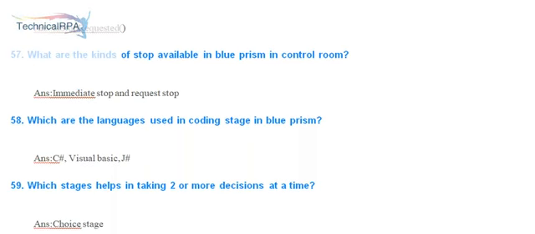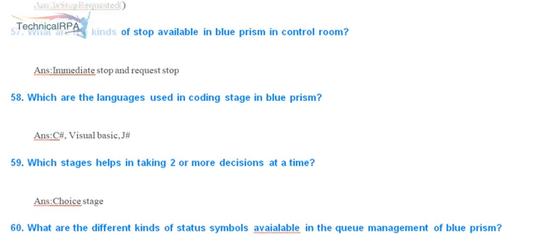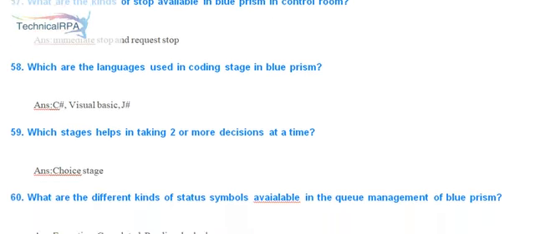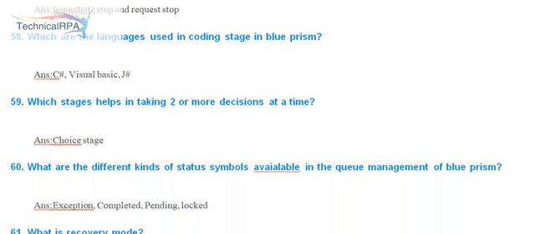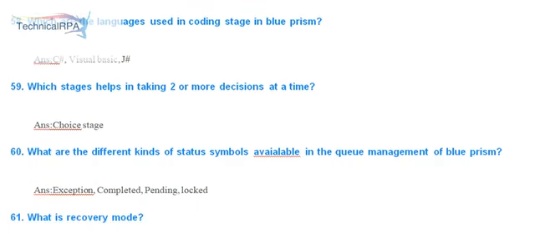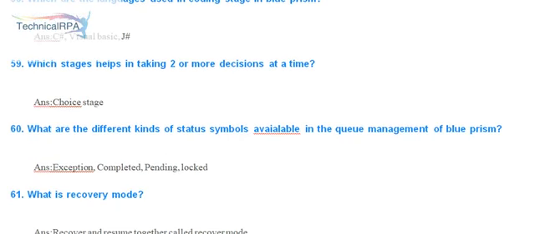56. What is the function used to check for stop requests? Is stop requested? 57. What are the kinds of stop available in Blue Prism in Control Room? Immediate stop and request stop.